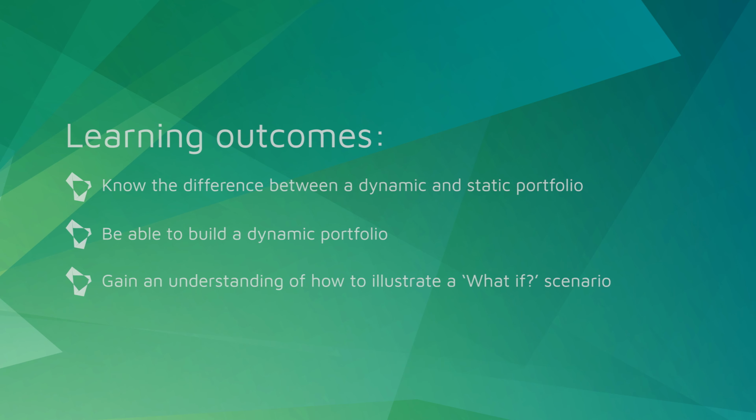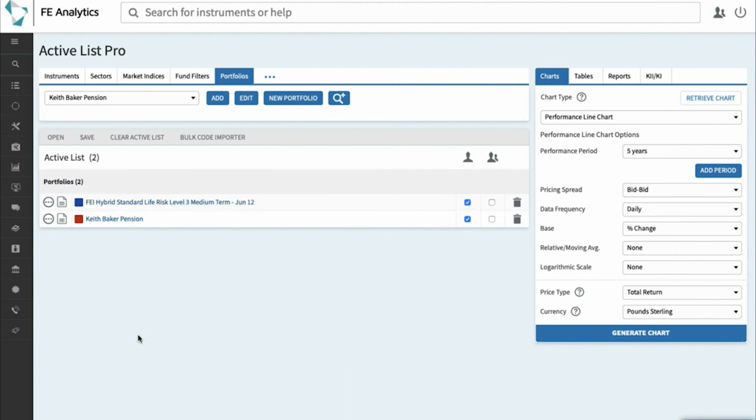So there are two different types of portfolios you can build in analytics, a static and a dynamic one. We've got a couple loaded up here. This is my example of a static portfolio, and this one is our own FE Investments model portfolio, and that's dynamically updating historically. Now, the easiest way to explain the differences between them visually is to open up each one.